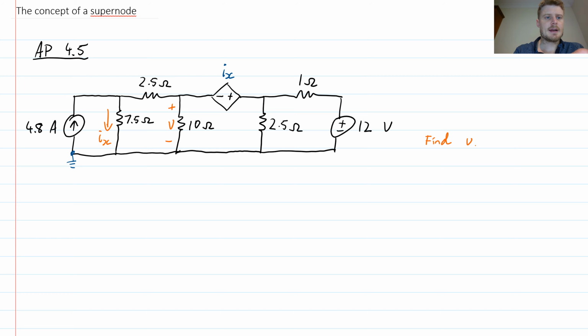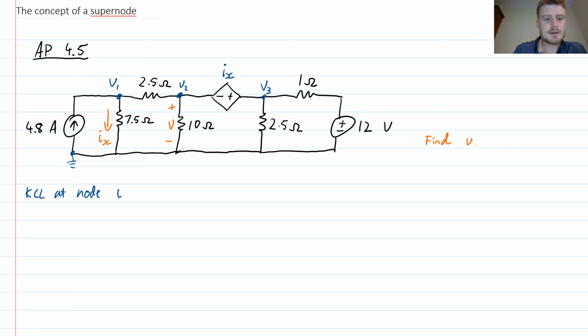So let's now label our nodes. Our essential nodes, I will label V1, V2, and V3, running left to right across this diagram. The next step is to apply Kirchhoff's current law at each of the nodes.